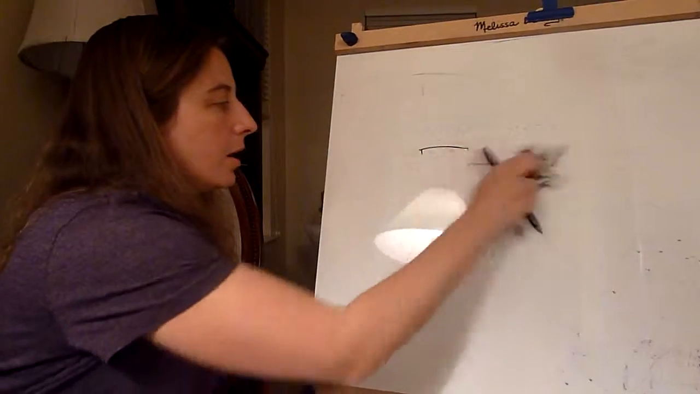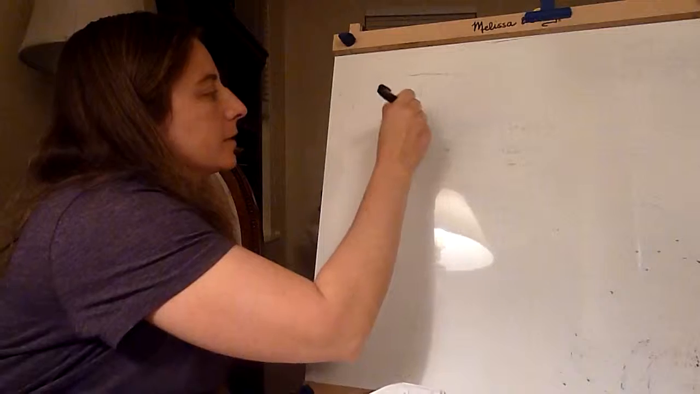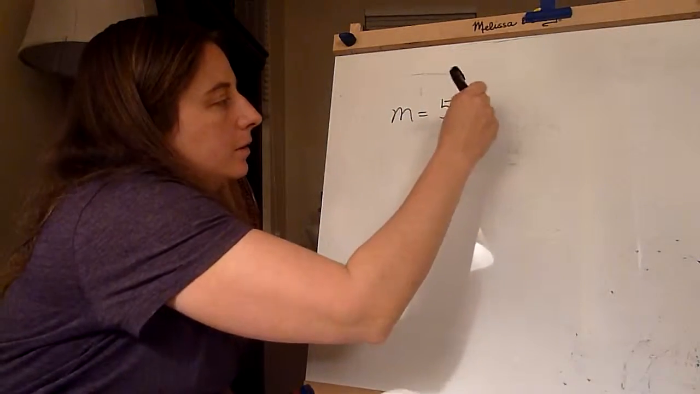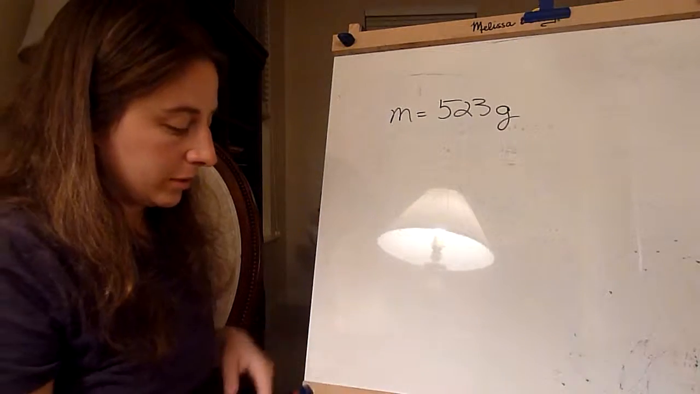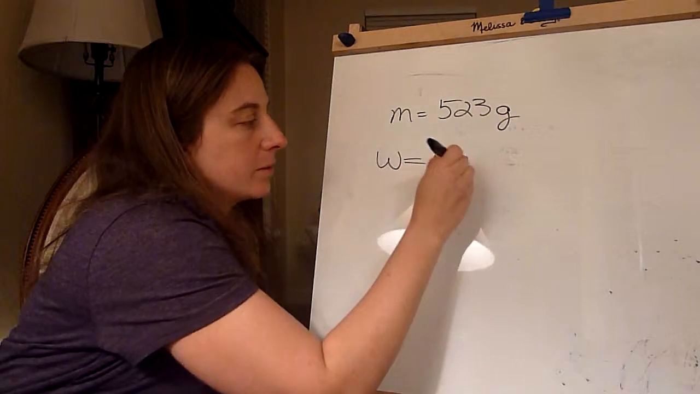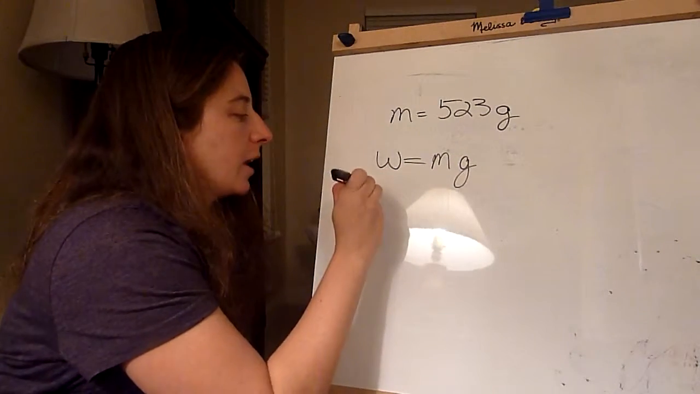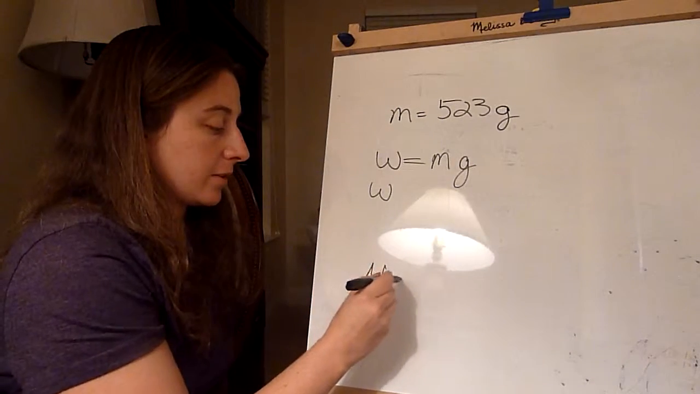Number 4. A rock has a mass of 523 grams. What is its weight in newtons? So, again, we'll use our good old equation: weight equals mass times gravity. Well, what is a newton? Let's consider that for a second.